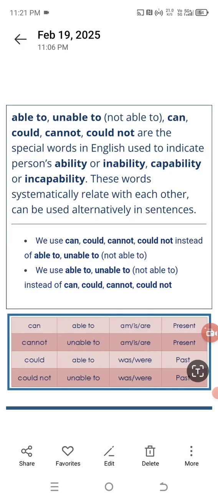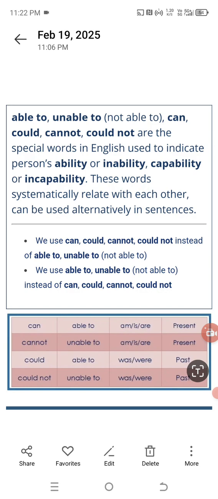These words systematically relate with each other and can be used alternatively in sentences. We use can, could, cannot, could not instead of able to and unable to. Unable to means not able to. In Marathi, we say क्षमता नसणे, क्षमता नहीं होना. अनेबल टू का मतलब होता है क्षमता नहीं होना, म्हणजेच क्षमता नसणे. We use able to, unable to instead of can, could, cannot, could not.